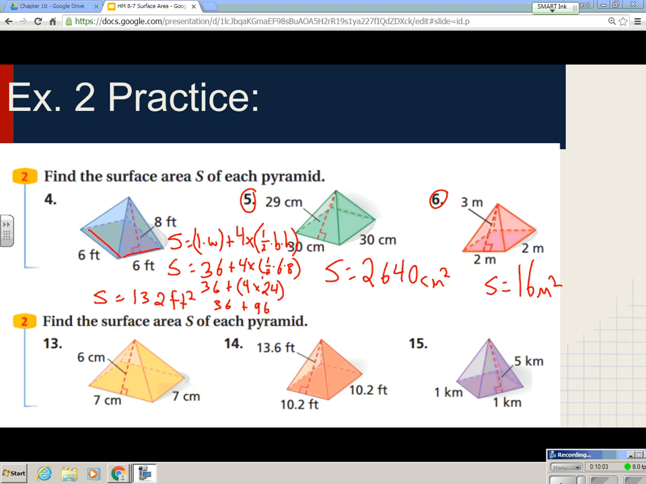Number 6, the base was 4. Each triangle was 3 times 2, which is 6, divided by 2, which is 3. 4 times 3 is 12, plus the 4 on the base gave you 16 meters.